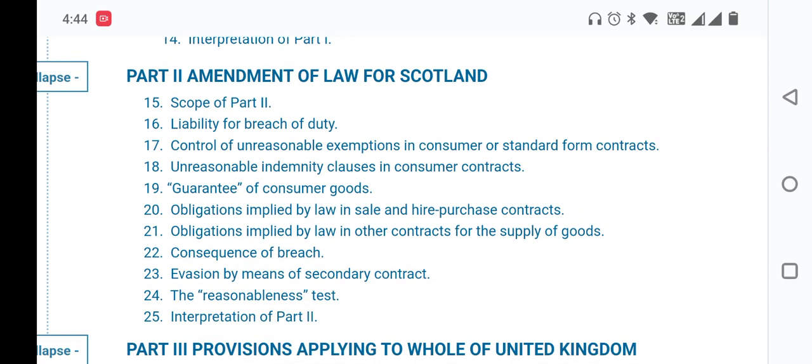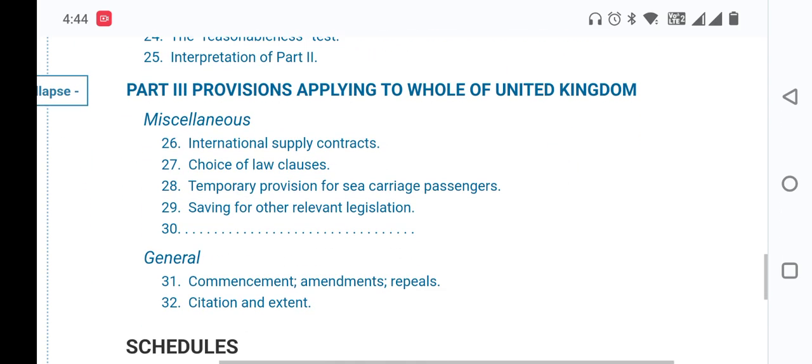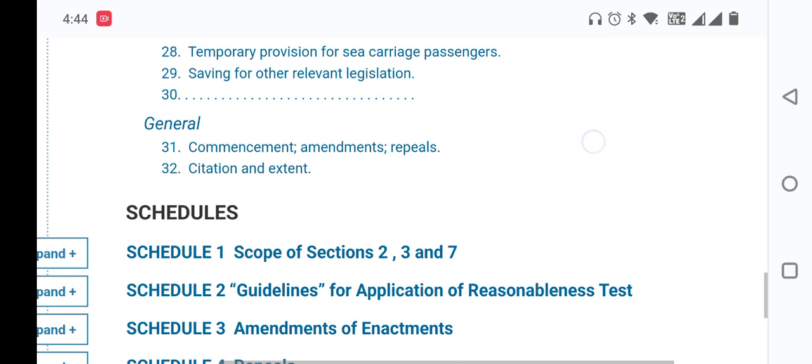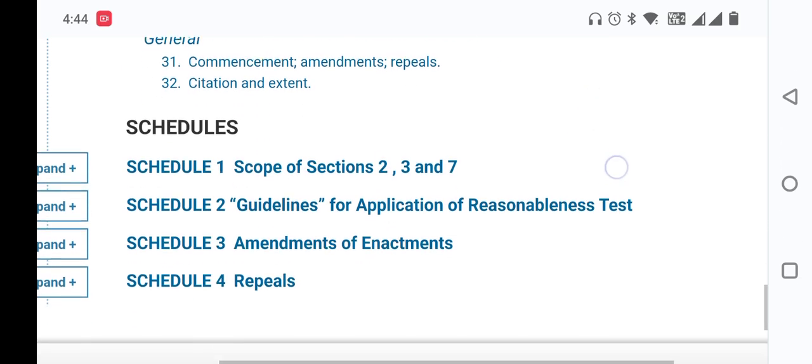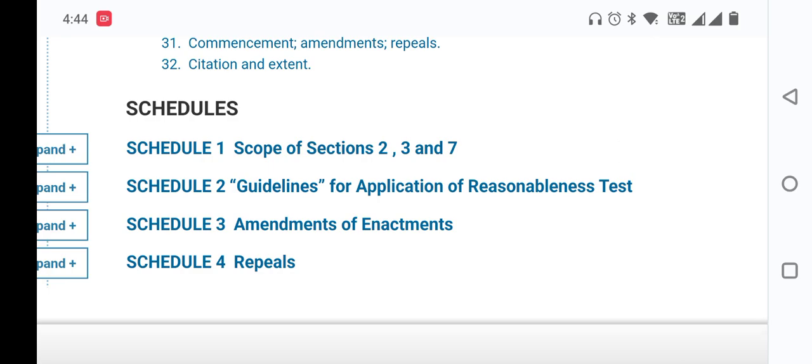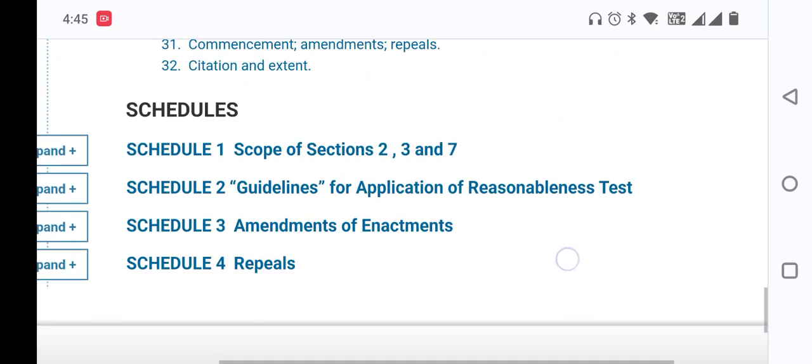Part 2 contains sections 15 to 25. They are about amendment of law for Scotland. Then Part 3 has provisions applying to the whole of the United Kingdom, which contains miscellaneous and general sections. Then it has 4 schedules. Schedule 1 for scope of sections 2, 3 and 7. Schedule 2 has guidelines for application of reasonableness test. Schedule 3, amendments of enactments. Schedule 4, repeals.